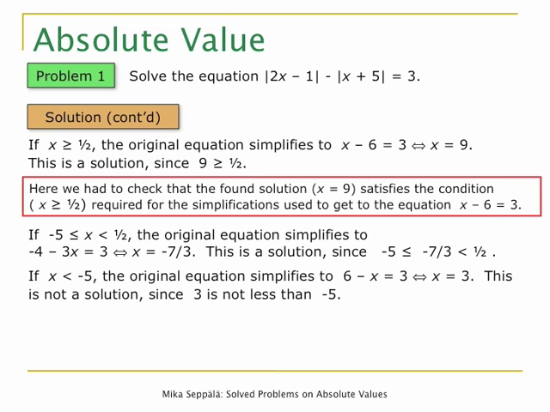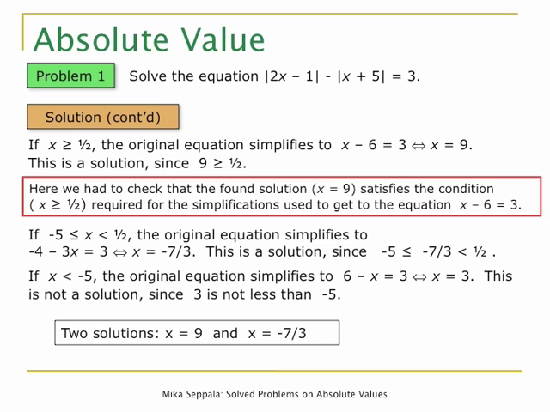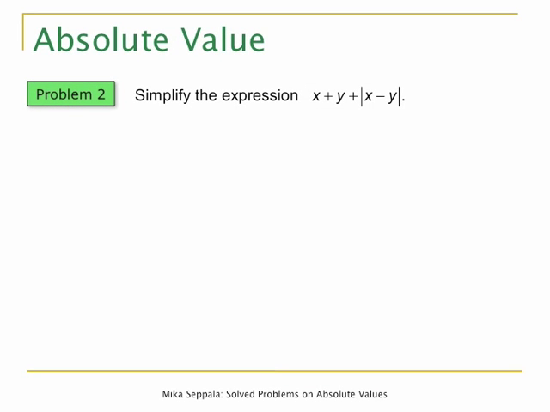If x is less than negative 5, the original equation simplifies to 6 minus x equals 3. A solution of this is x equals 3. But this is not a solution to the original equation, since 3 is not less than negative 5, and therefore we must discard this solution, and we conclude that there are two solutions, x equals 9 and x equals negative 7/3.